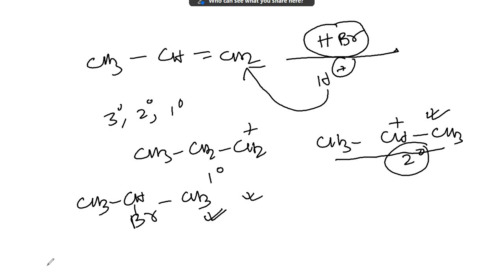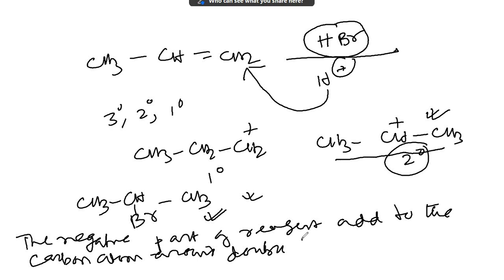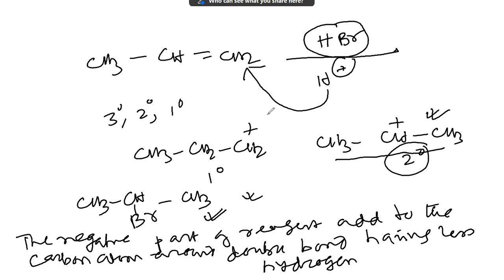according to Markovnikov rule. The negative part of the reagent adds to the carbon atom around the double bond having less hydrogen. This is called Markovnikov's rule.